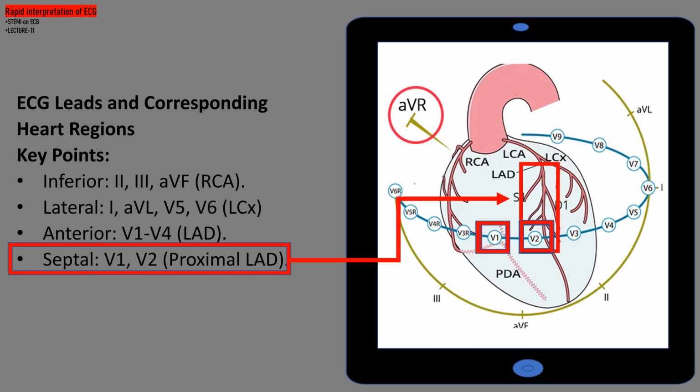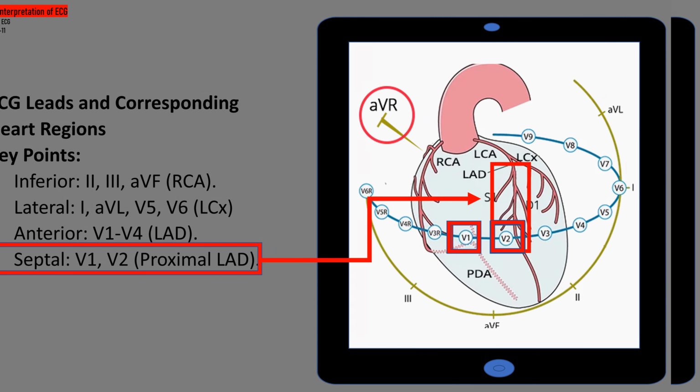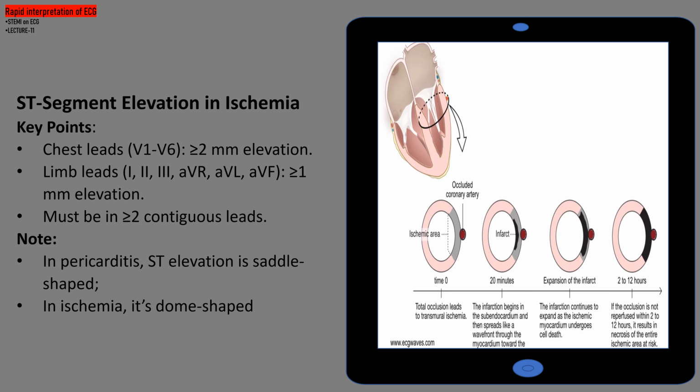The septal region is represented by leads V1 and V2. It is supplied by the proximal left anterior descending artery. This is like the engine compartment, monitored by cameras focused on the center. So, when we see changes in a specific group of leads, we know exactly which area of the heart is in trouble.